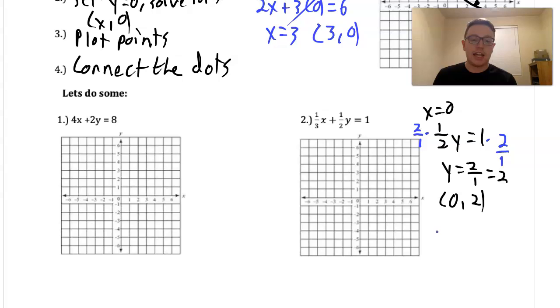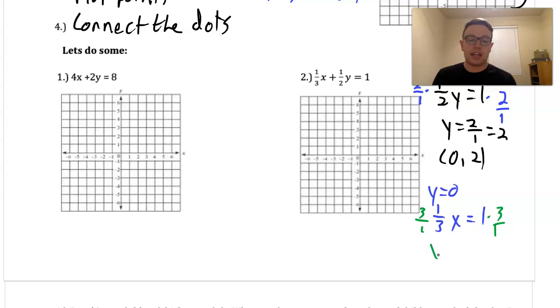Now let's set y equal to 0. What is that going to give us? That's going to give us 1/3 x is equal to 1. Again, we're going to multiply by the flip of this fraction, so 3 over 1, and that's going to give us x is equal to 3, or the point (3, 0). So now we can go out to (3, 0), go out to (0, 2), and draw a line through those.